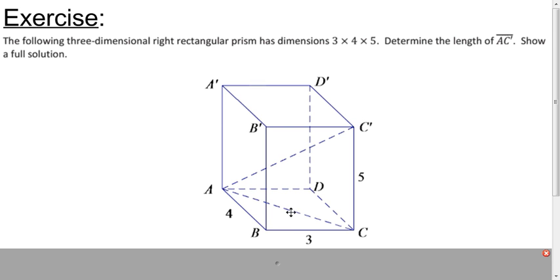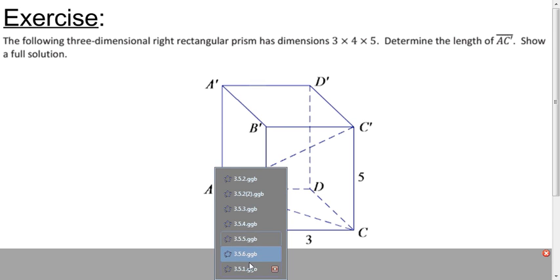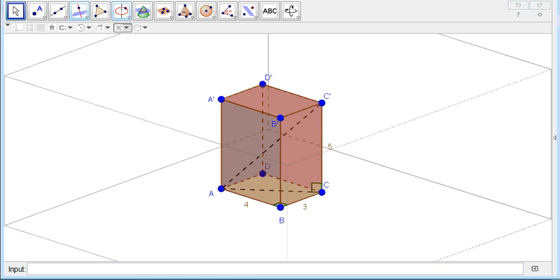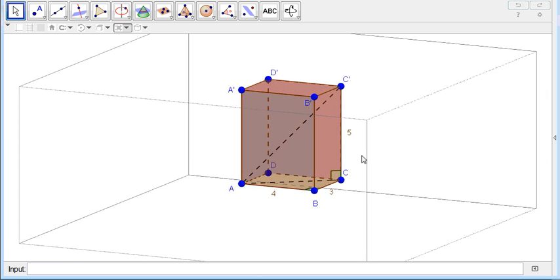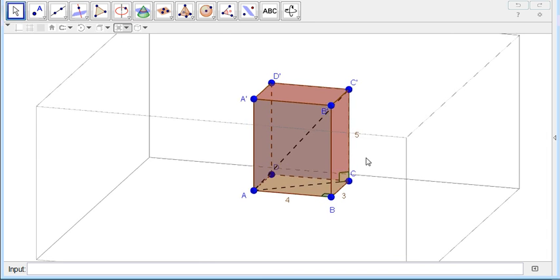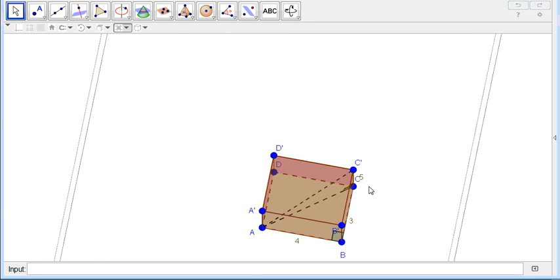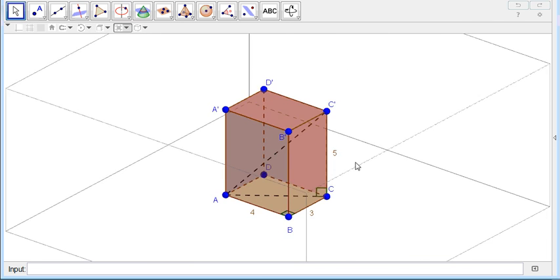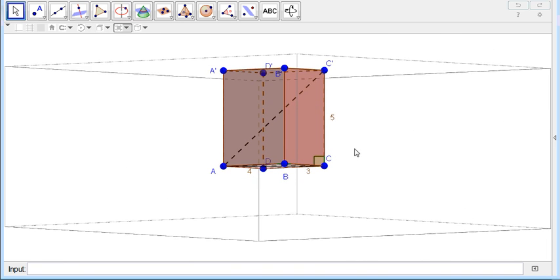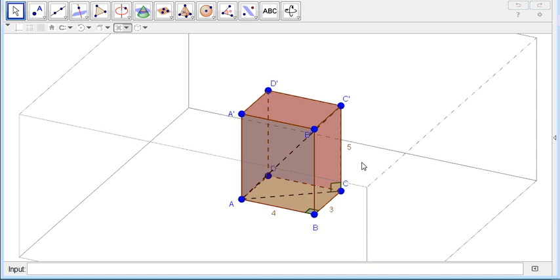Now, it might be hard to visualize, so let's go back to GeoGebra. What we're looking for is this distance right here, from A to C prime, this diagonal distance across. Depending on the perspective, you might be using different triangles that could be helpful with this problem. See if you can figure out how long that distance is, and then I'll show you my solution.